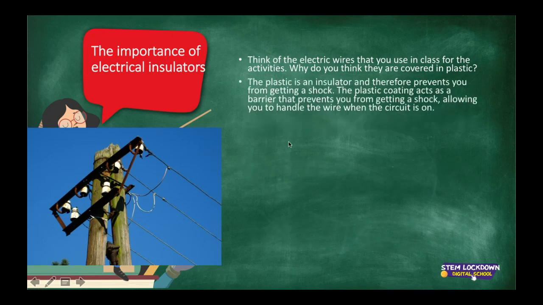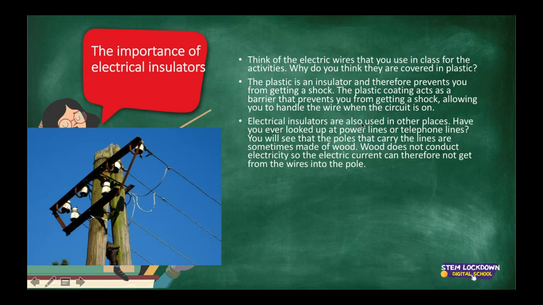The plastic is an insulator and therefore prevents you from getting a shock. The plastic coating acts as a barrier that prevents you from getting a shock, allowing you to handle the wire when the circuit is on.